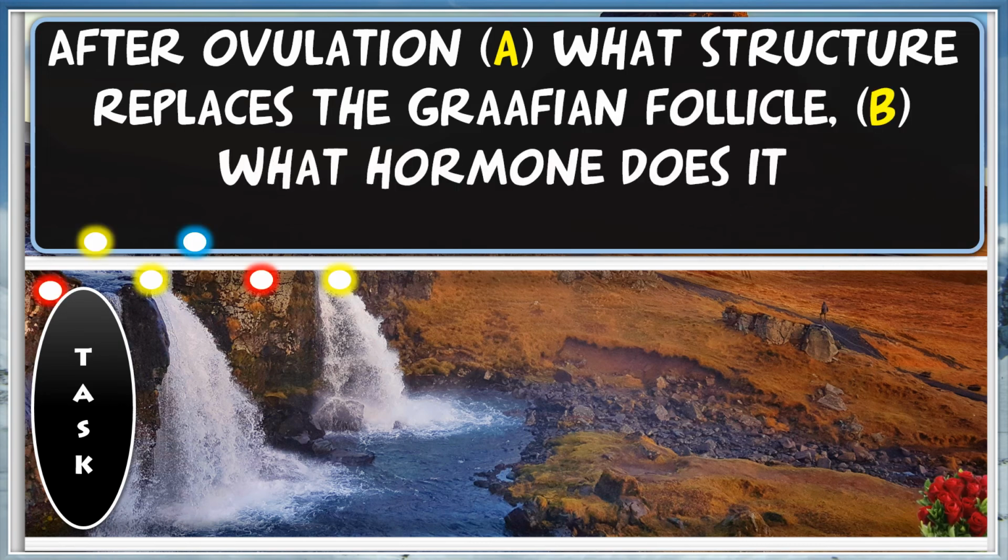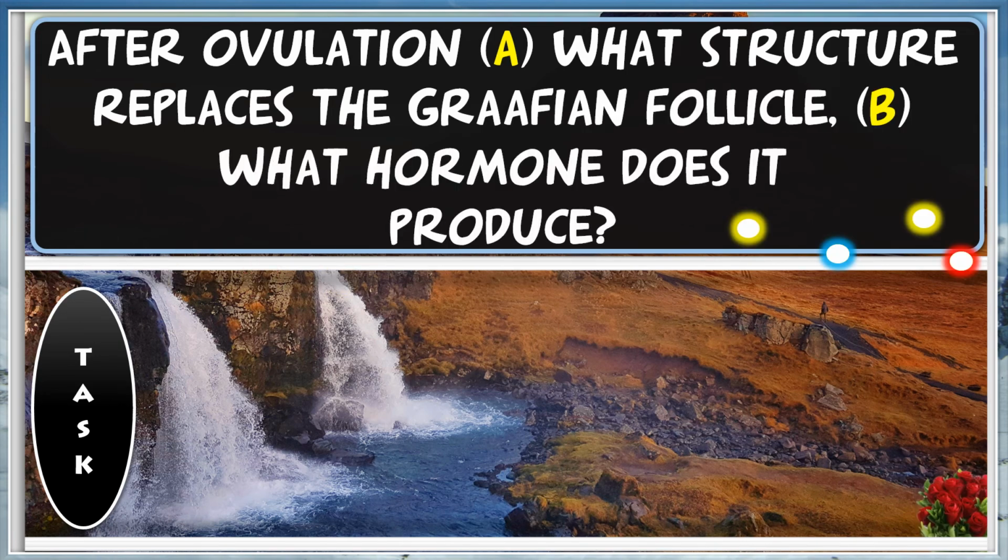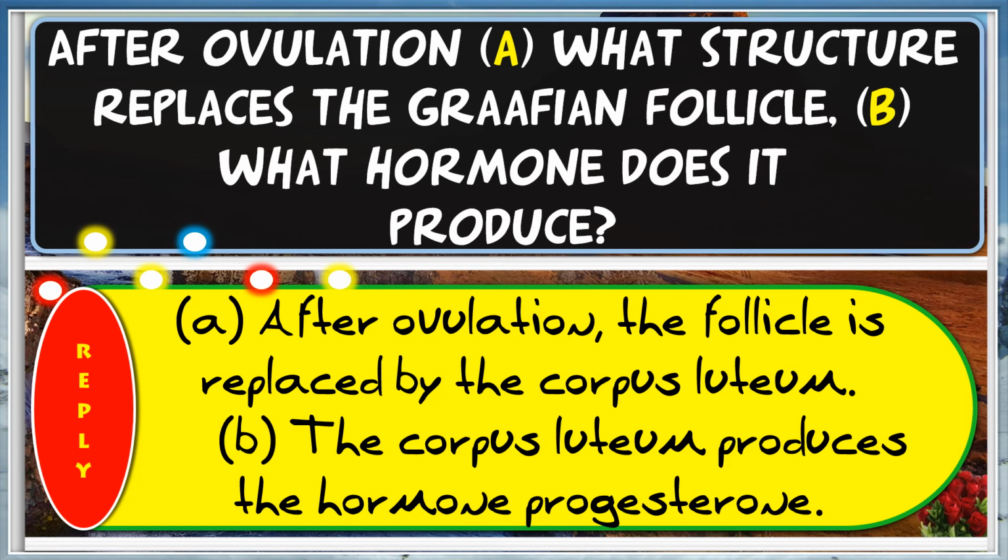After ovulation, part A, what structure replaces the Graafian follicle? And part B, what hormone does it produce? Part A, after ovulation, the follicle is replaced by the corpus luteum. And part B, the corpus luteum produces the hormone progesterone.